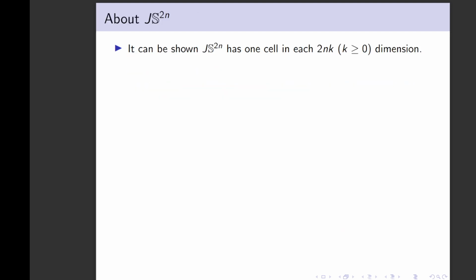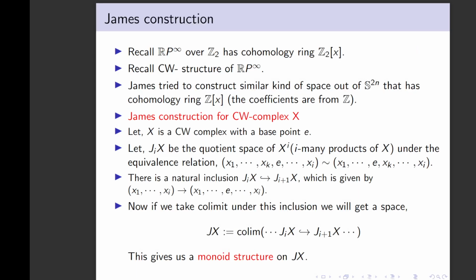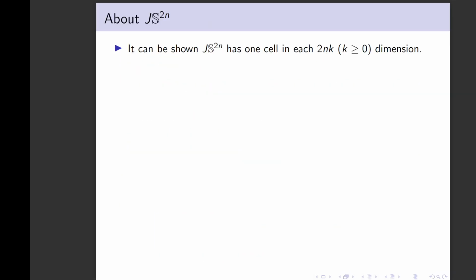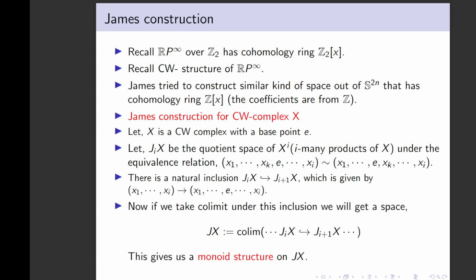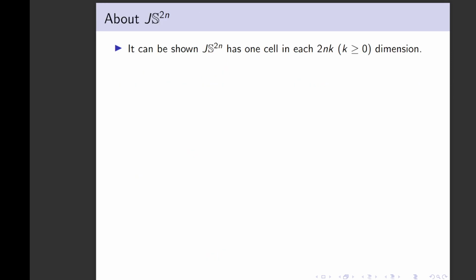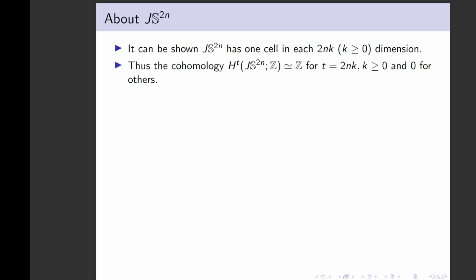So again, this is the thing I was talking about, that J(S^2n) has one cell in each dimension. You cannot see it properly, but what you can see is that this JX space we have some product. So we have this union of X^i for i greater than or equal to one, under some quotient. So you can see that for every such 2nk dimension, there is exactly one cell. And so you can compute the corresponding cohomology. That will be Z for those indices. This is the easiest thing.